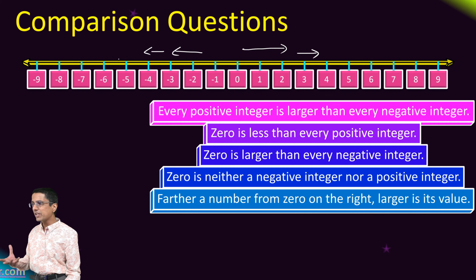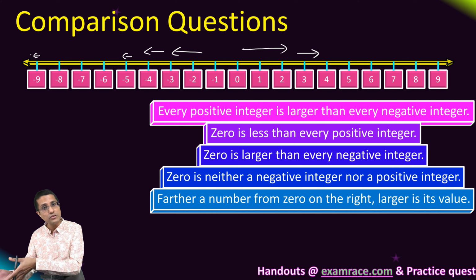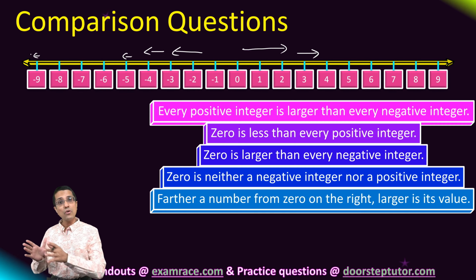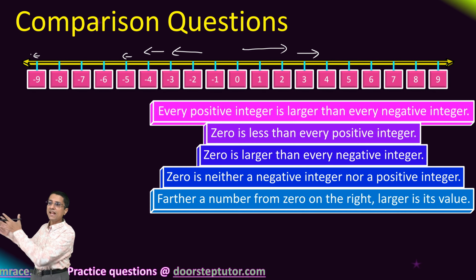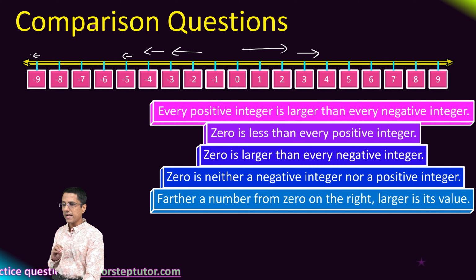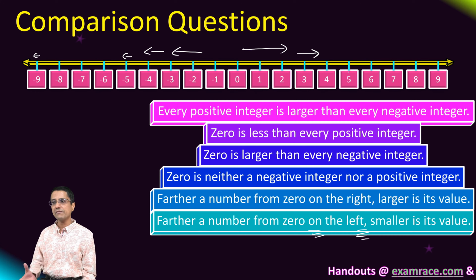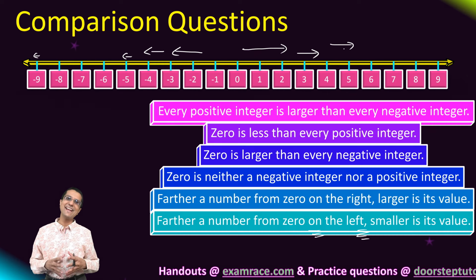So I come to -5, which is less than -1. Then I'll encounter -9, which is less than -5 also. Then I'll encounter -100, which is less than -8, -9. So as I go further and further away from 0 towards the left, I am encountering smaller and smaller numbers. That was the last rule. As I go further away from 0 on the left, I'll encounter smaller and smaller numbers. If I go further away from 0 towards the right, I'll encounter larger and larger numbers.